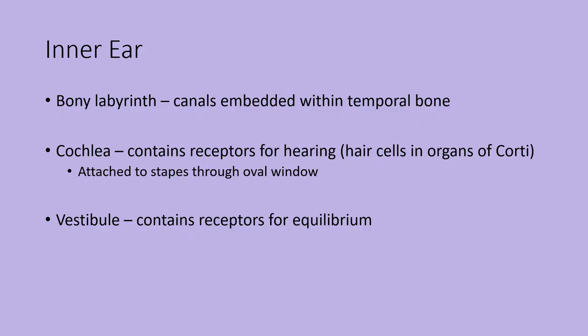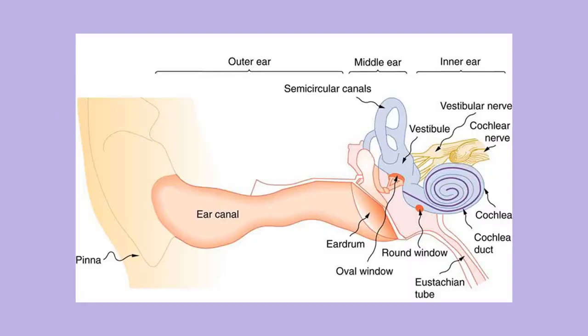It's composed of the cochlea and the vestibule. The cochlea contains the receptors for hearing, specifically hair cells. They are found in the organ of Corti. And then the vestibule is going to contain the receptors for equilibrium. The cochlea is attached to the stapes through the oval window, as we saw previously.